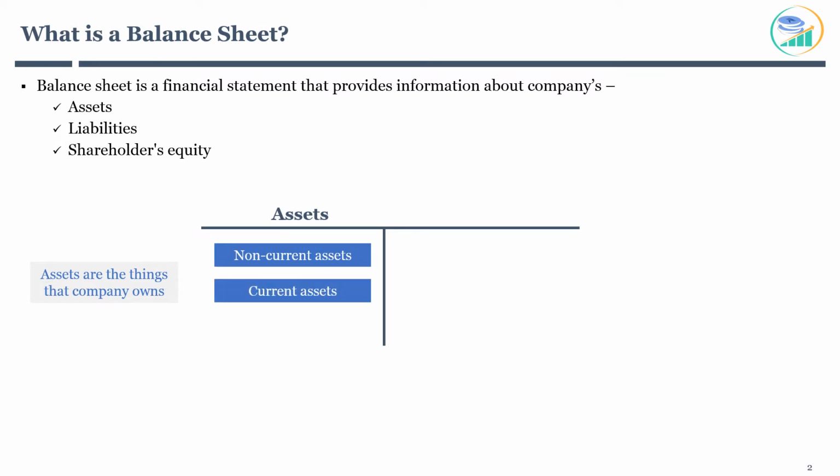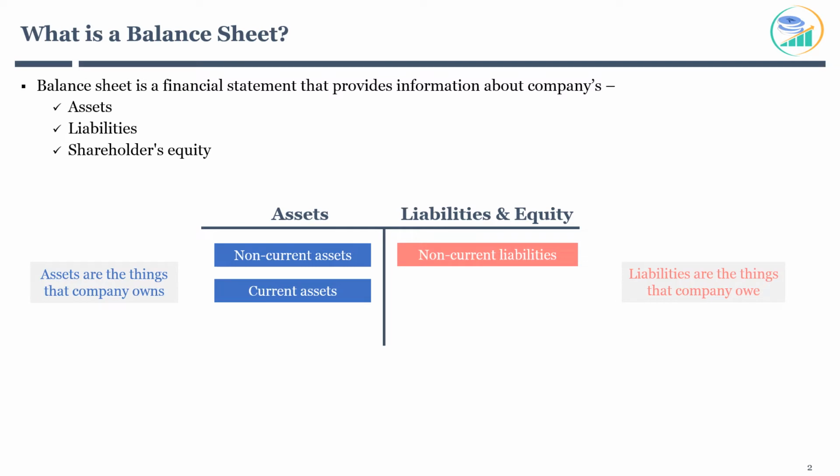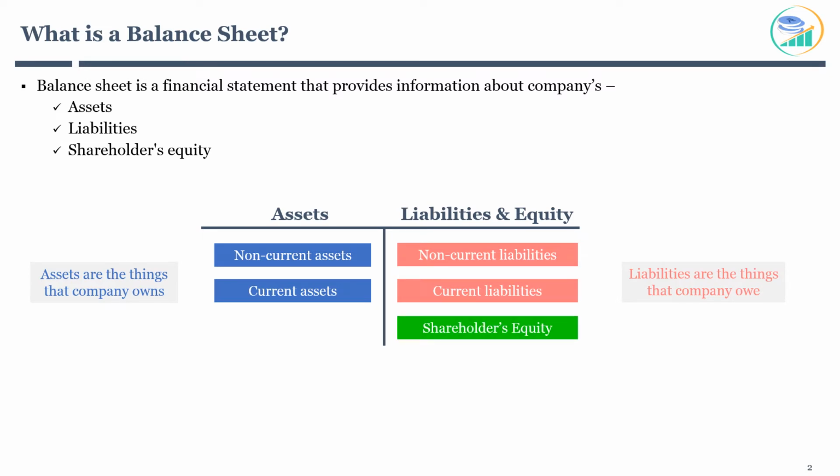The other side of balance sheet reports liabilities and equity. Liabilities are the things that company owes. In other words, it shows debt and other liabilities company is obligated to repay. Liabilities also are divided into two categories: non-current liabilities and current liabilities. The other important component reported on the liability side is shareholders' equity. As per accounting rules of the balance sheet, the company's total assets should always be equal to the total liabilities and equity. I will provide more clarification on this shortly.